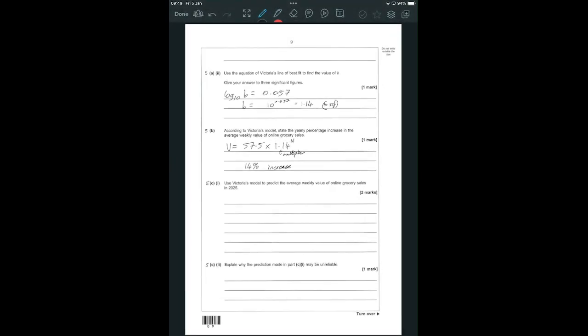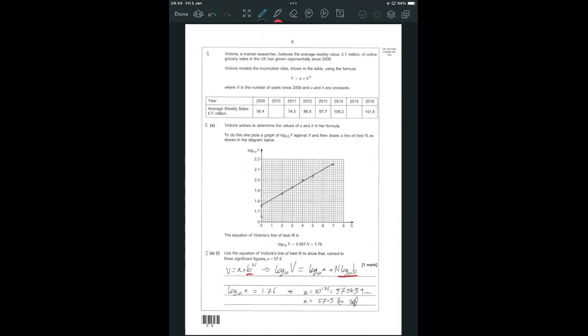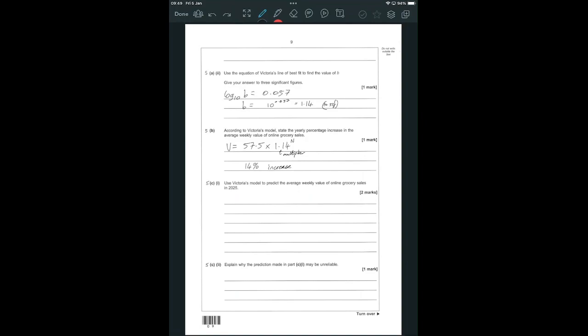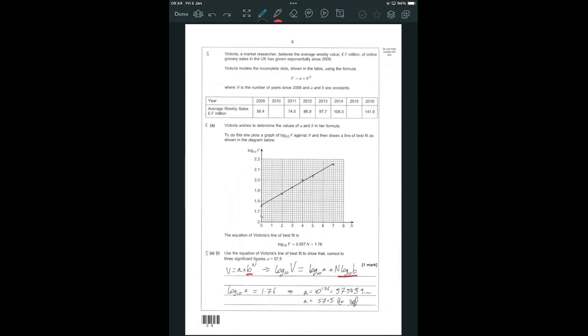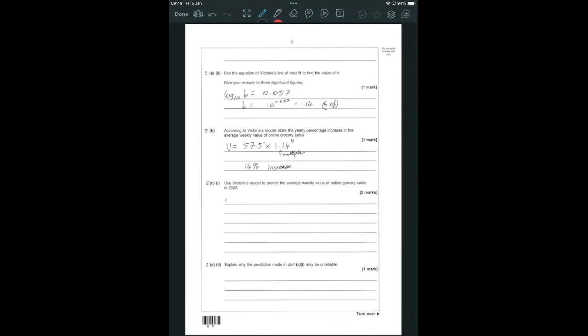Use the model to predict in 2025. Okay, I was just checking there wasn't any gap. Well, there are gaps in the table, but neither of those are the ones we wanted. So in 2025, what is the value of n? Is it not 16? Yeah, it's just 16, isn't it? Because we started in 2009. So we have n is 16.